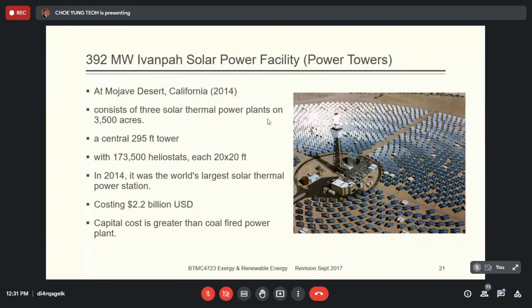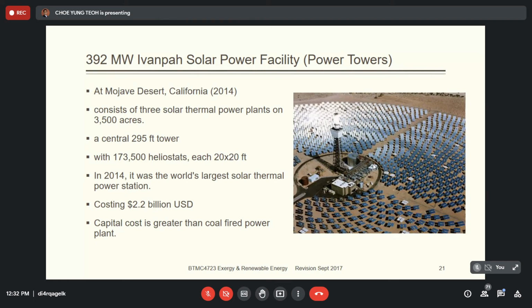But of course, when we calculate the cost, they will calculate the cost per kilowatt of capacity. Let's say this one is 392, but we do not really consider the capacity factor. And remember that the capacity factor for nuclear can be up to 90%, but the capacity factor of this tower, I think, is around 20% only. Okay, so it's not really cost effective compared to an oil power plant, a coal-fired power plant, or maybe even a nuclear power plant.